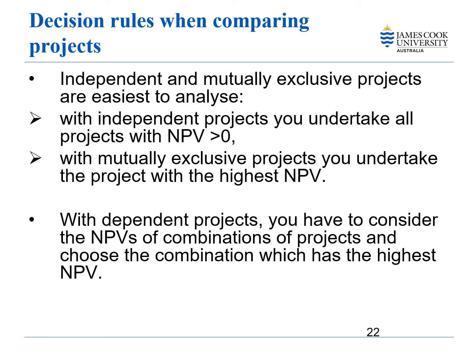Right, so when comparing these projects, independent and mutually exclusive projects are easiest to analyze. So with independent projects, we just undertake all projects with positive NPV. Okay, if a project has positive NPV, it is efficient, we should do it. Okay, if these projects are mutually exclusive to each other, then we want to undertake the project with the highest NPV.